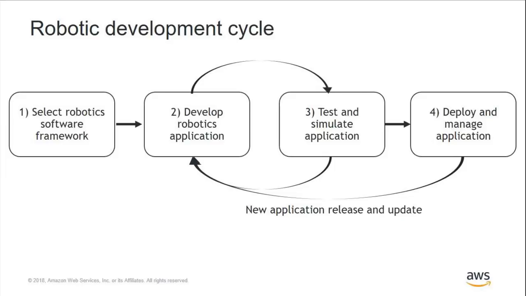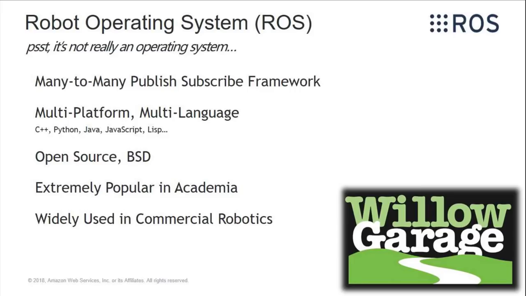Now, from the previous slide, I talked about the robotics software framework, the middle layer. Today in the community, there's something called Robot Operating System, or ROS. One thing to call out is ROS is not really an operating system. It's a software middleware that runs on top of Ubuntu Linux. At the core of the ROS framework is a message passing mechanism, it supports multiple platforms, and it's open source under the BSD license.